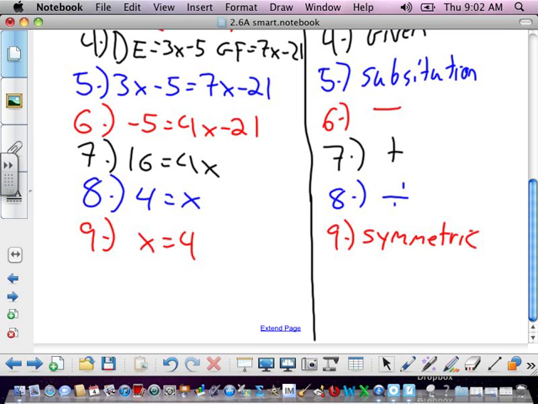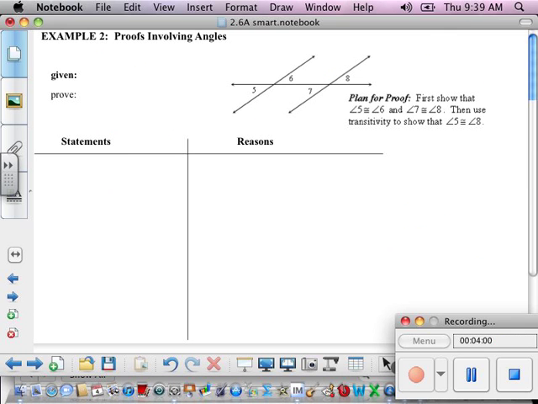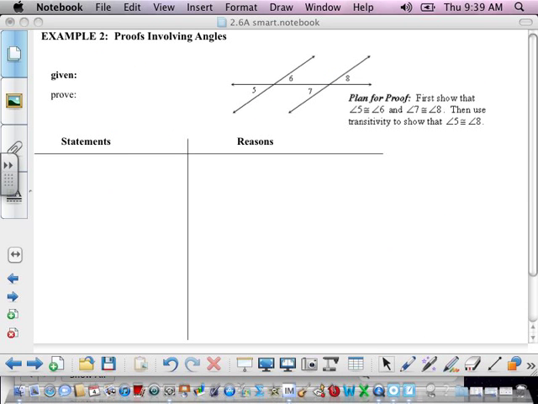How do we feel? So far, so good? All right, let's take a break for a second and go over the homework. All right, ladies and gentlemen, we're looking at this proof right here.